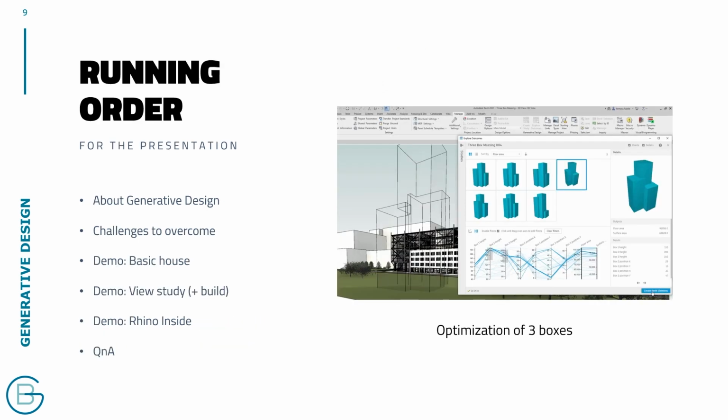So the running order today: I'm going to talk about what generative design is first, because a lot of people probably still don't quite understand the concept and what it means, and then really focus on some of the challenges that I see that need to be overcome if you want to succeed at generative design and make it work in your organization. I'll then have a brief demonstration showing a script that I've already built that sets up a basic house and shows how some of the aspects of the tool function in Revit.